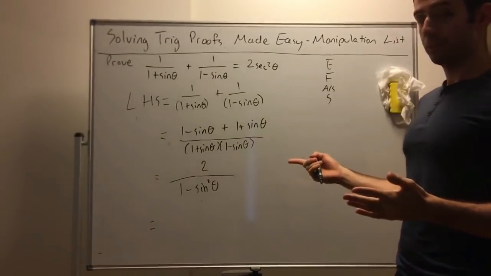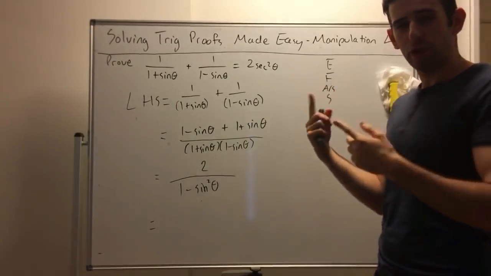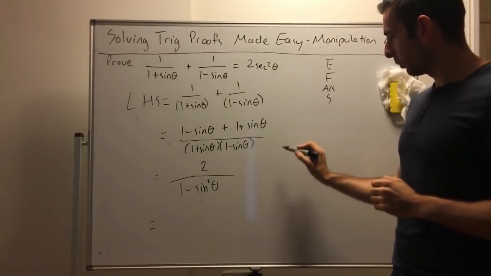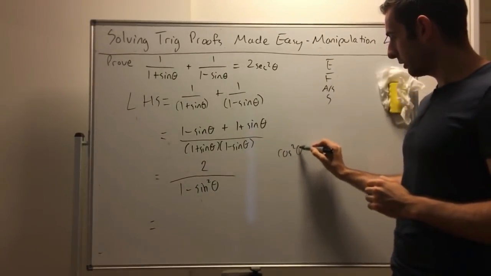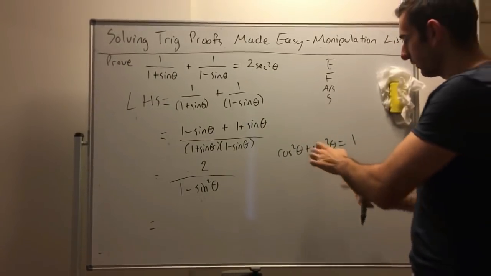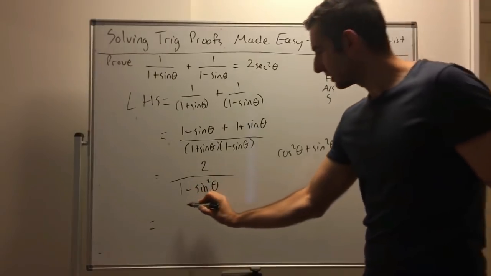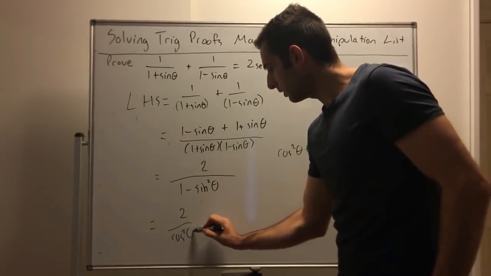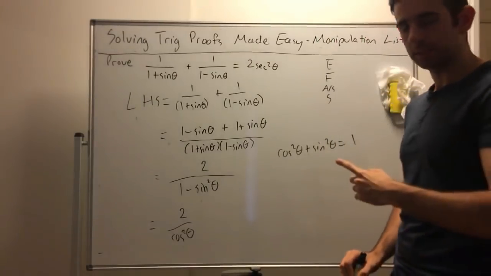So what identity do I use? Well, this is where, as I said earlier, you need your trig knowledge here. So 1 minus sine squared. Well, cos squared plus sine squared theta equals 1. So if you rearrange that identity, this is just cos squared theta. Right, easy.